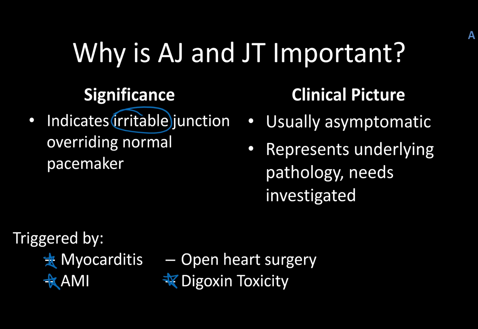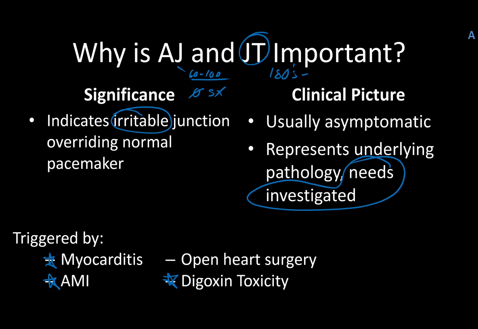Now, thankfully, accelerated junctional is your normal rate of 60 to 100, so they're not very often symptomatic. It just represents an underlying pathology, like why is this happening? Now, junctional tachycardia, because this can get up into the 180s, you might see some symptoms, but that's related to the extreme tachycardia and not as much to the rhythm itself. Either way, need to investigate why they're in a junctional rhythm for sure.